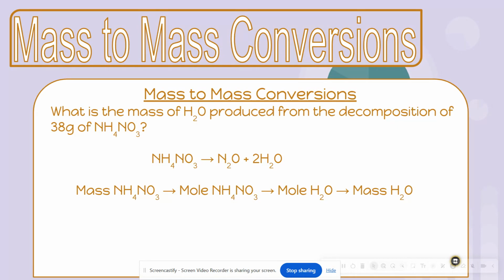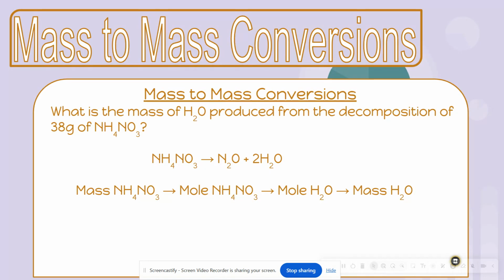Okay, our final thing we are going over is mass to mass conversion. So we're going to go from mass of one thing to moles of that same thing to moles of something else to mass of that something else. Okay, this is all being put together now. So this says, what is the mass of H2O produced from the decomposition of 38 grams of ammonium nitrate?